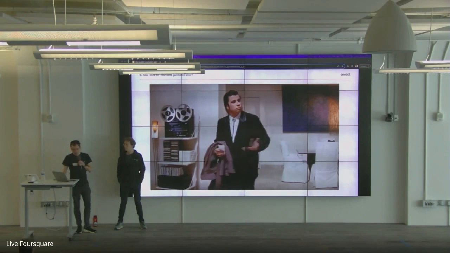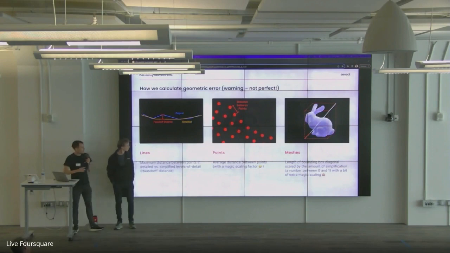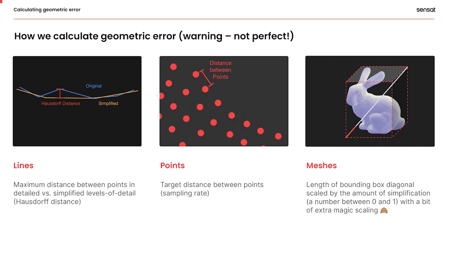So we thought we'd share some of the ways that we've personally calculated geometric error, starting from the left here. For lines, we can calculate something called the Hausdorff distance, which is essentially the distance from the furthest point on the original model to the closest point in the simplified version. So in this case, along this simplified orange line, the most errorful point away in the original model is up here. And so our Hausdorff distance is just the distance between those two.